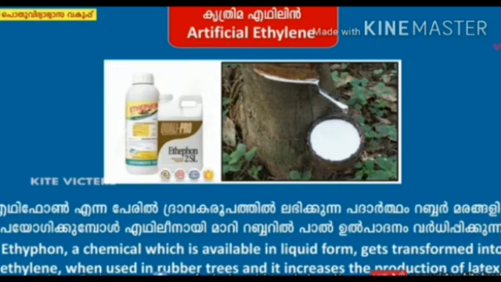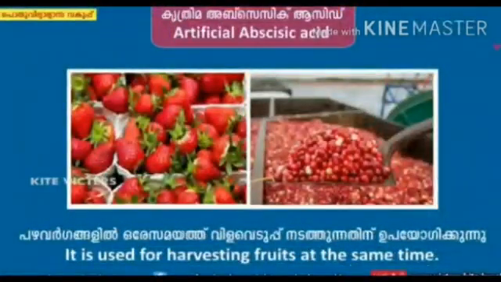The next artificial hormone they use is abscisic acid. Abscisic acid is used for harvesting fruit at the same time. Harvesting fruit at the same time is important for marketing. So the farmers use abscisic acid for harvesting fruit at the same time. These are the important plant hormones used by the farmers.